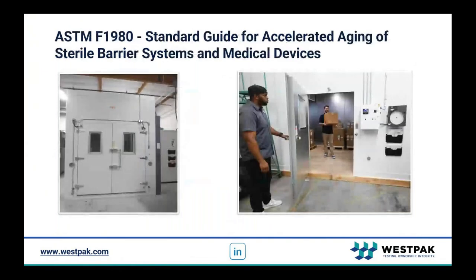ASTM F1980 is the standard guide for accelerated aging of sterile barrier systems and medical devices. This guide provides information for developing accelerated aging protocols to model the possible effects of the passage of time on the sterile integrity of the sterile barrier system, as defined in ISO 11607 Part 1, and the physical properties of the components' packaging materials.